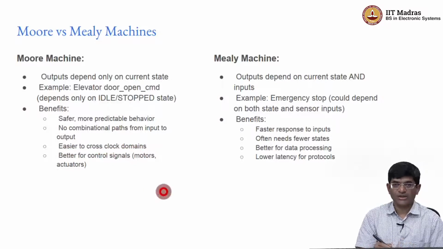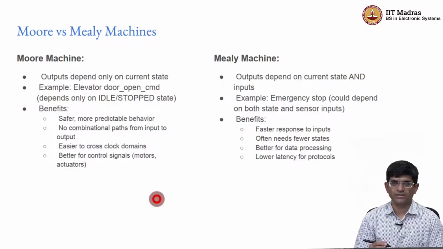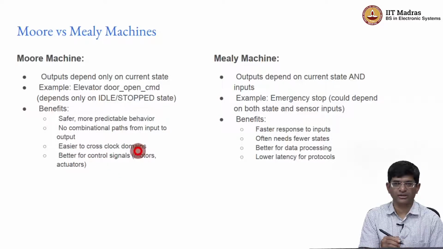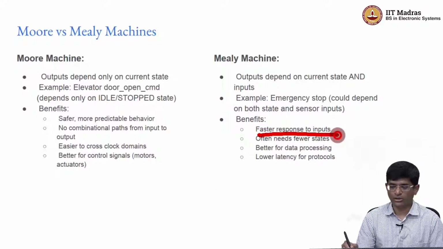This also means that it is easier to cross clock domains, and what that means is, because many of these FSMs are used as controllers for other kinds of circuits, over here what we are saying is everything is handled by a single clock. You do not have to also worry about the inputs coming in at a different clock speed or being synchronized to a different clock, and therefore transitioning somewhere in the middle of a state. So, in general, for control signals such as motors, actuators and so on, it is preferable to have this kind of a Moore machine. Mealy machines, in general, respond faster to inputs.